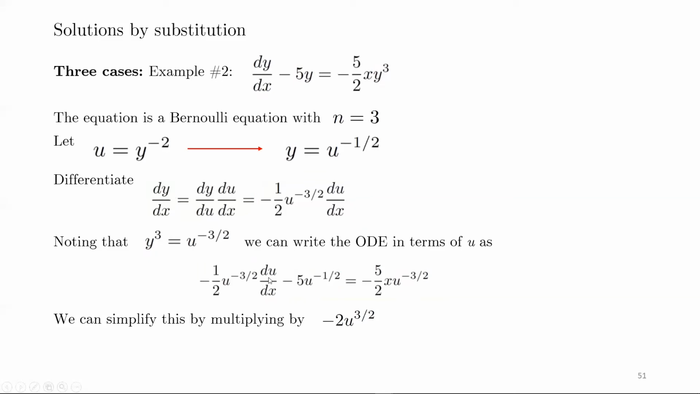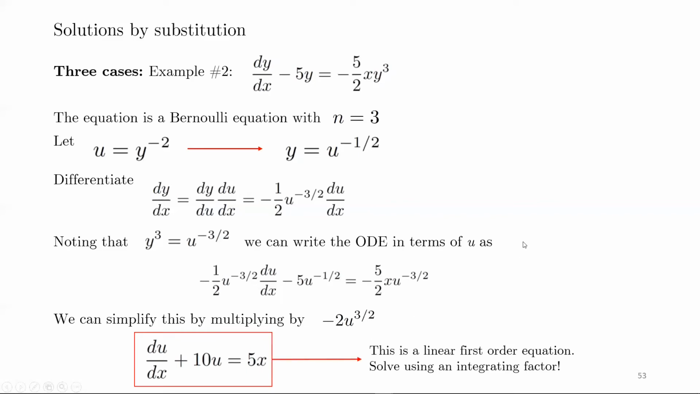And if we look at what that does to the other terms in the equation, in fact, it makes the right-hand side a lot simpler too, right? Because u to the power of 3 halves times u to the power of negative 3 halves is going to give me u to the power of 0, which is equal to 1. So quite simply, if I multiply all terms in the equation by negative 2u to the 3 halves, then I get this lovely linear equation, du/dx plus 10 times u equals 5x.